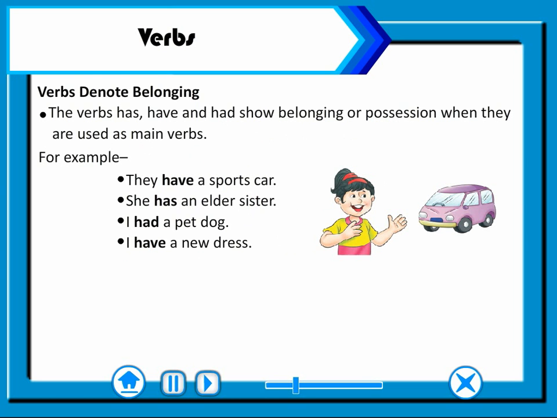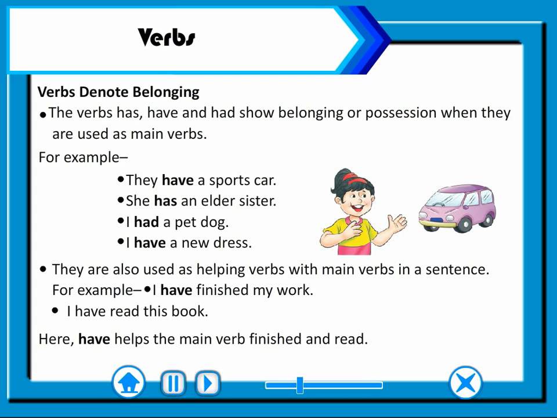Verbs denote belonging. The verbs has, have and had show belonging or possession when they are used as main verbs. For example, they have a sports car. She has an elder sister. I had a pet dog. I have a new dress.